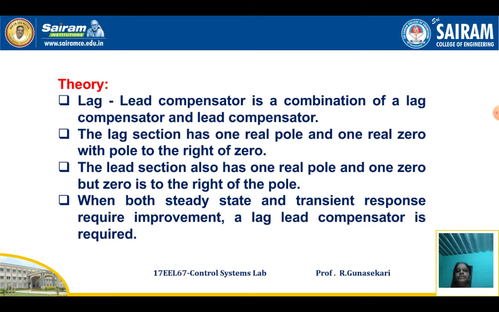Lag lead compensator is a combination of a lag compensator and lead compensator. The lag section has one real pole and one real zero with the pole to the right of the zero. The lead section also has one real pole and one real zero, but the zero is to the right of the pole. When both steady state and transient response require improvement, a lag lead compensator is required.